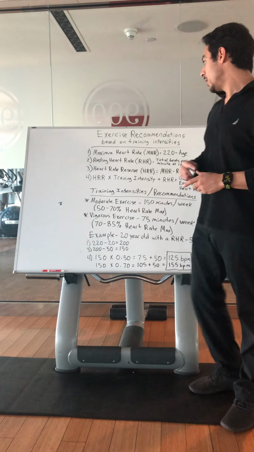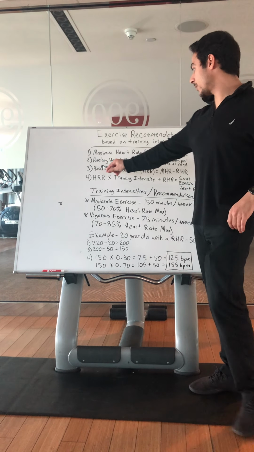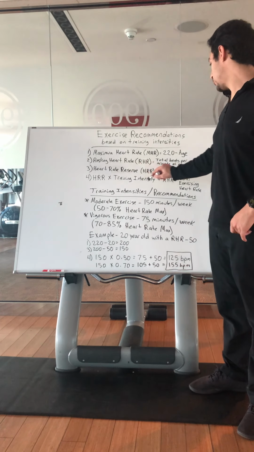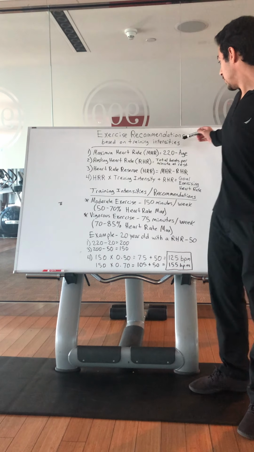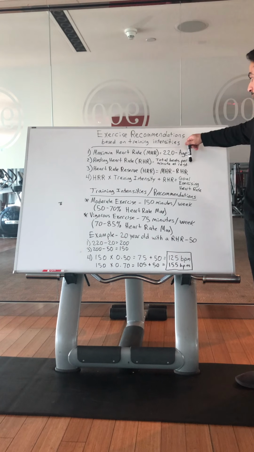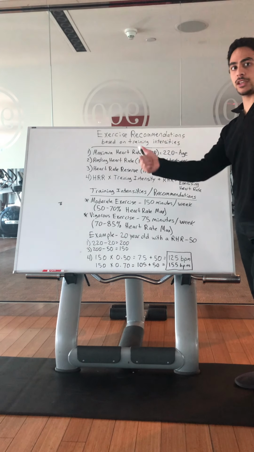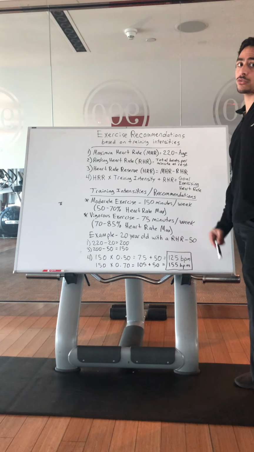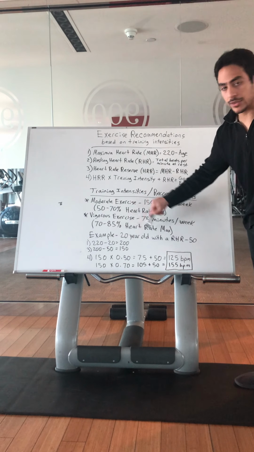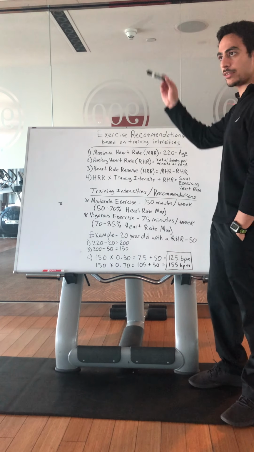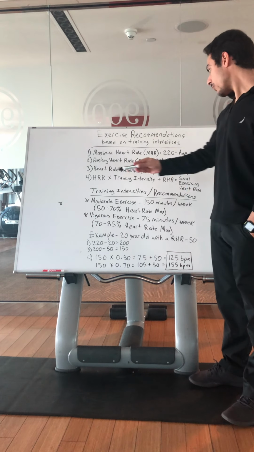figured out. From there, you're going to figure out your heart rate reserve, which is literally just taking number 1 and subtracting number 2. So you're going to be taking your maximum heart rate and subtracting your resting heart rate. We're going to be doing an example at the bottom, so you'll see a real life example.